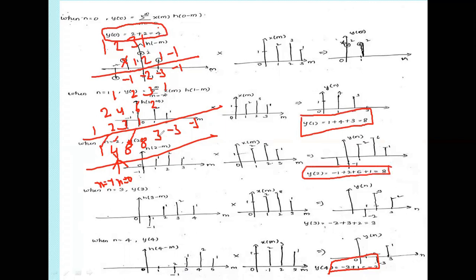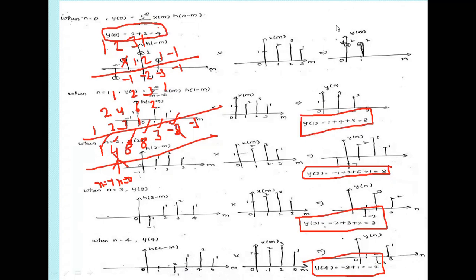Y of 2 is also 8. And y of 3 is equal to 3. And y of 4 is equal to, sorry, here the minus 2 only. Minus 3 minus 1 is minus 2. And the last value is minus 1. That is the value at n is equal to 5. Minus 1. So 1, 4, 8, 8, 3, minus 2, minus 1 is the resultant value for the given discrete functions of x and h.